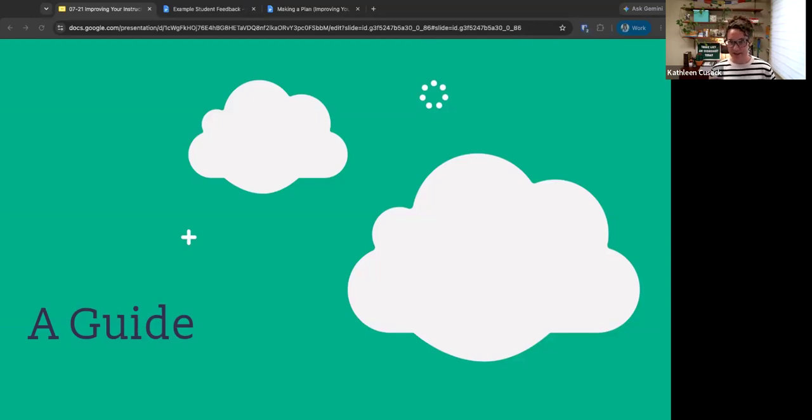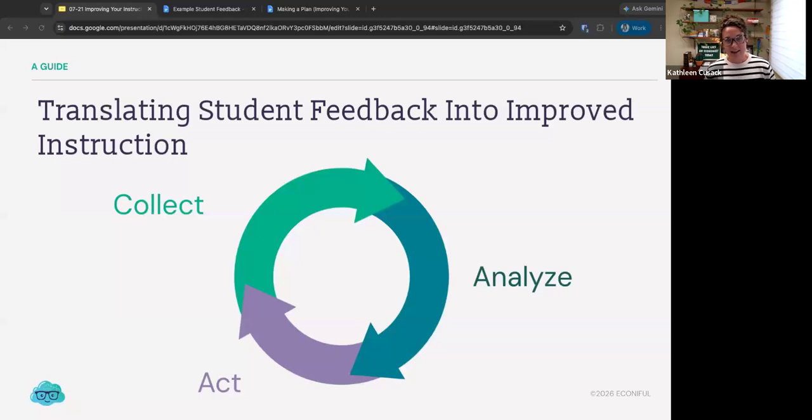How do we actually collect the student feedback and then use it to shift our instruction? I think it's helpful to think about the work as a cycle of collecting the feedback, right? That's going to be the gathering information from students and then analyzing the data that we collect. That's what can I learn from my students? And then, of course, we want to take action based on our analysis.